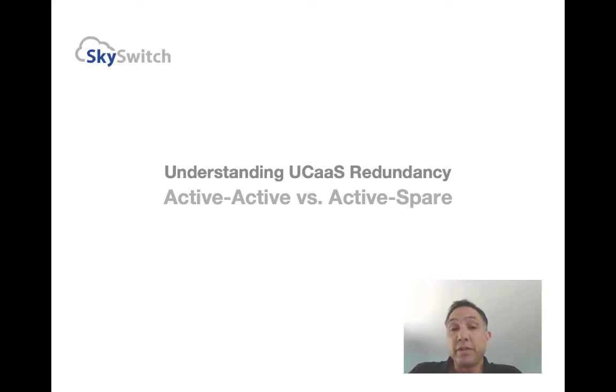But it led to a question from a reseller that said, well, my other provider also has a redundant network, but they don't have the same kind of uptime. What makes your network different than theirs? So I thought I'd put together this short video to explain the difference. It really boils down to active-active versus active-spare technology.